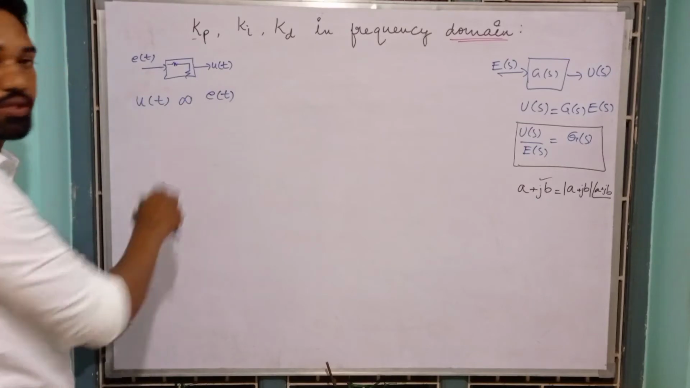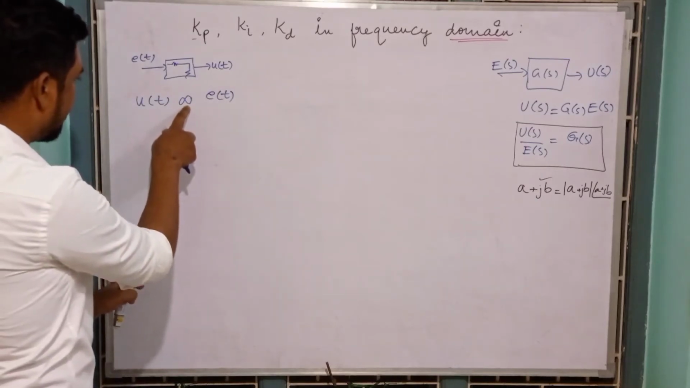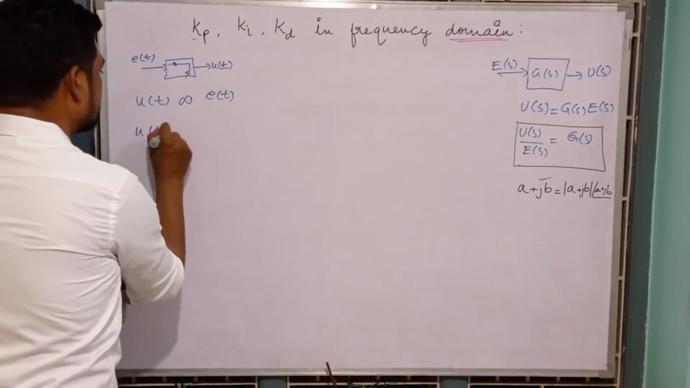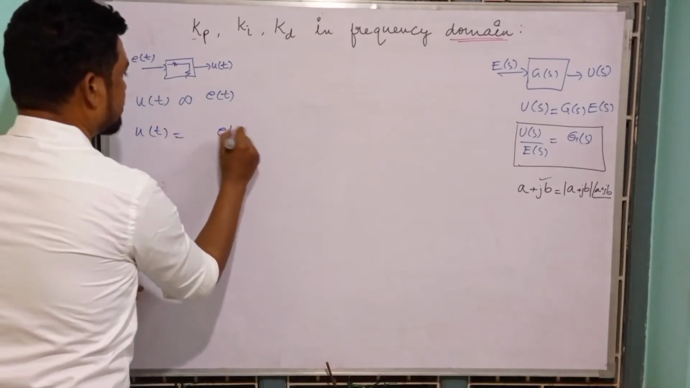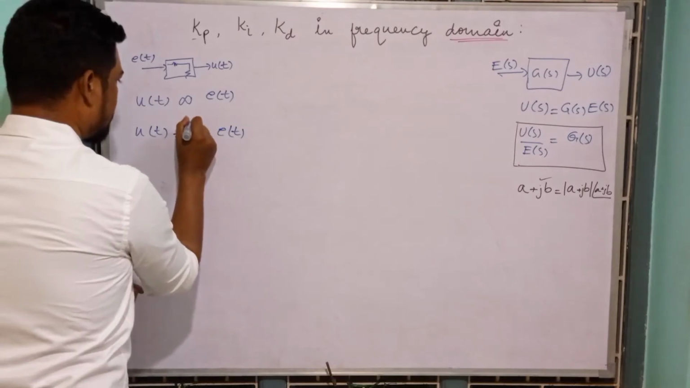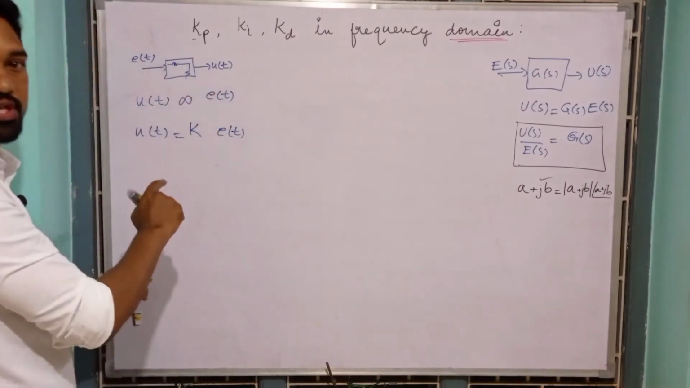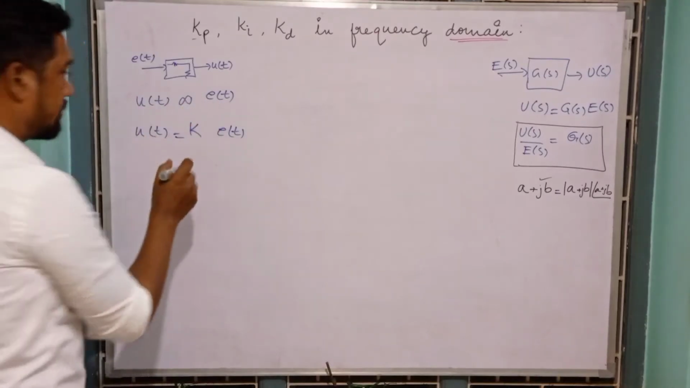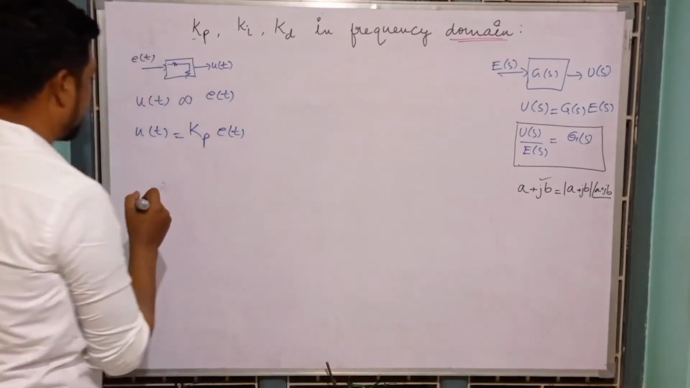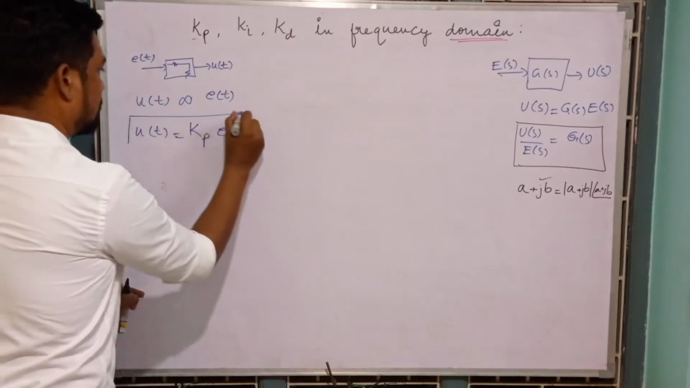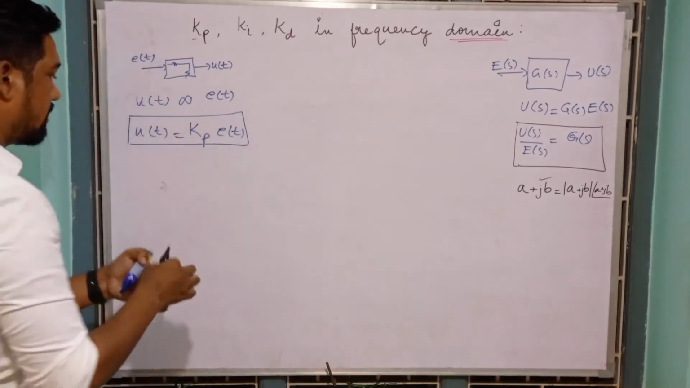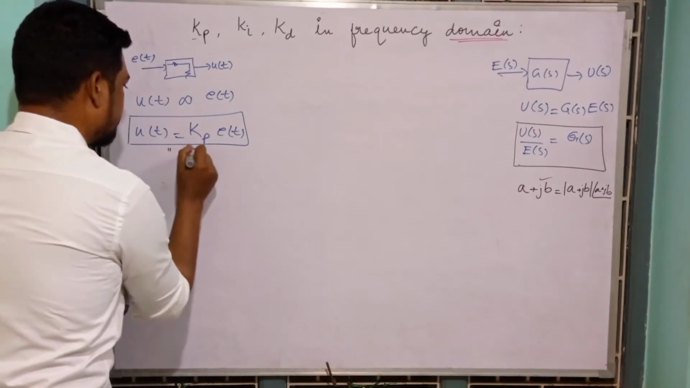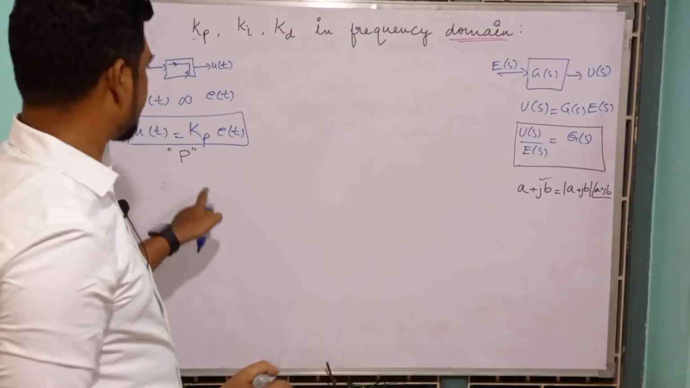So putting that in an equation, we cannot go ahead with this alone, we need a constant of proportionality. So u of t is equal to some constant of proportionality k times e of t. Since the output is directly proportional to input, it is Kp. And such a system whose output is directly proportional to input, we call a proportional system, P.